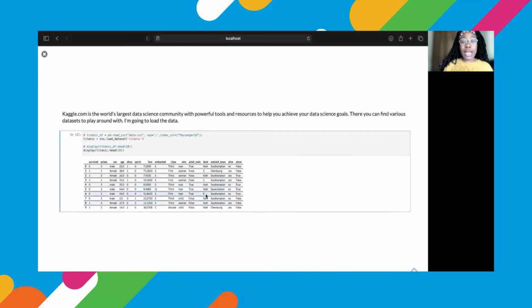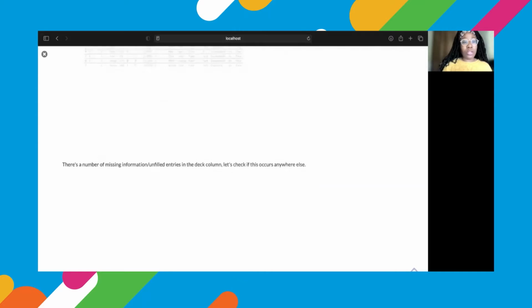We won't be using deck in our analysis because for me, it's not really important at the moment. But for a different analysis, you can ask different questions in terms of deck or cabin, if that's what you were looking for. But for now, that's not what I'm looking for. So I'm not taking any heed of the deck variable, but I want to see what other variables have missing information. So that's what I'm going to do here.